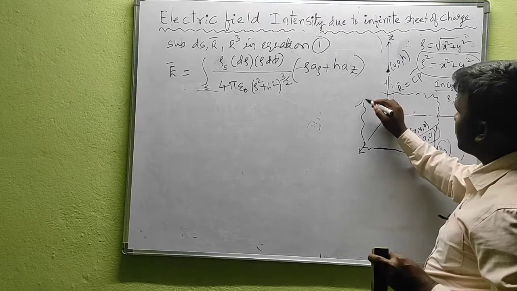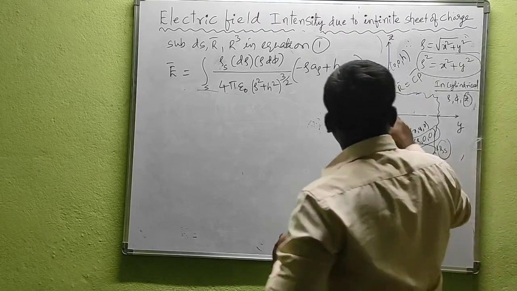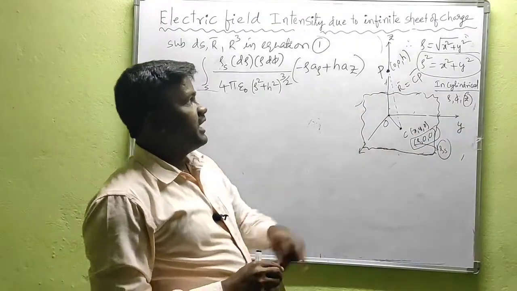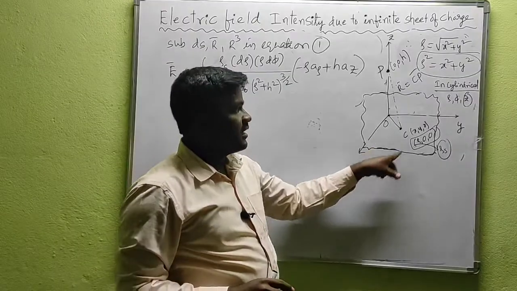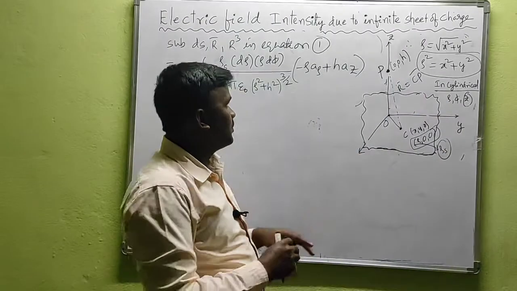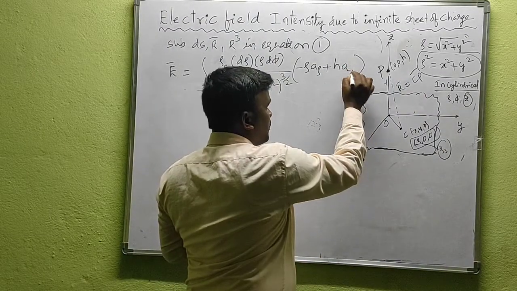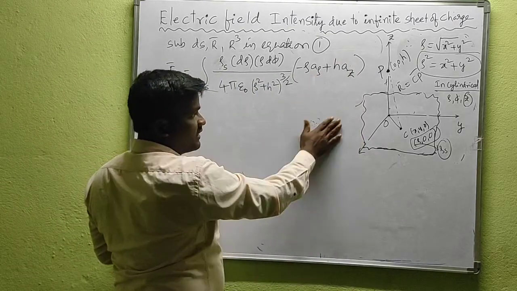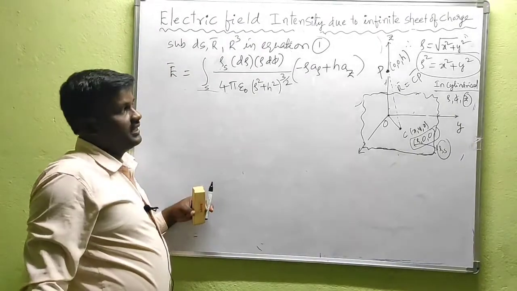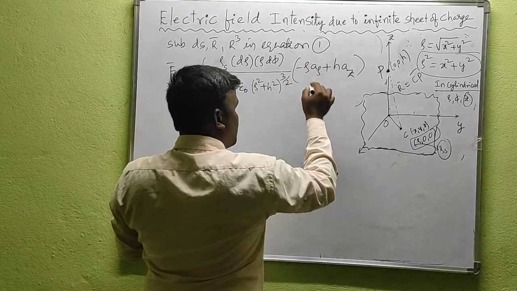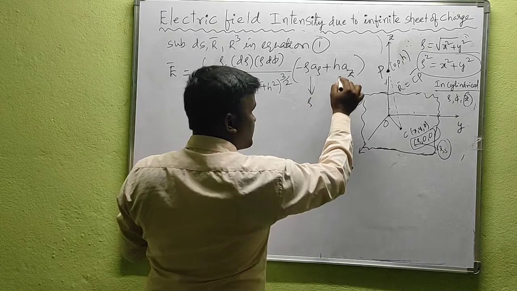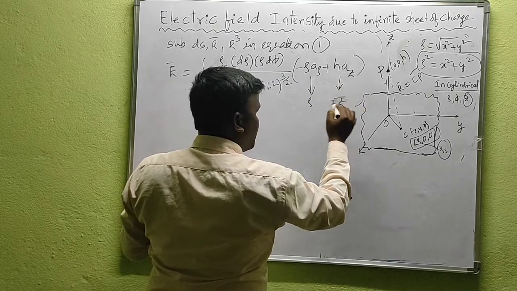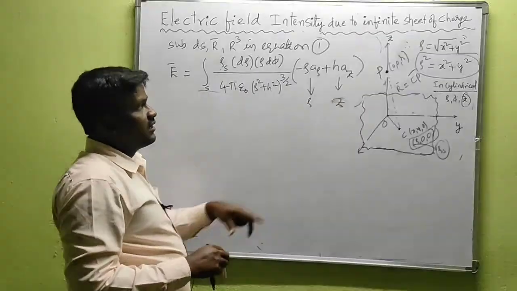Again go back to this concept. Why do we consider point P on the z axis? The field should be along the a z direction, because the field is always normal to this xy plane. But here the field has two components. One component is along the rho direction and another component is along the z direction. But we require the field component along the z direction.